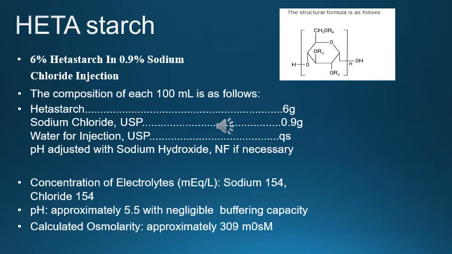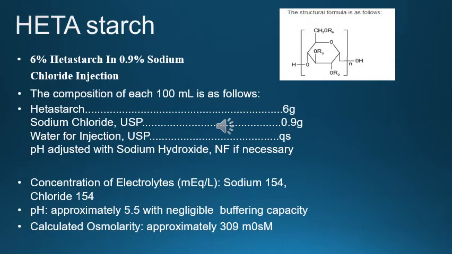So I got one formulation of hetastarch. So 6% hetastarch in 0.9% NaCl injection. This is the composition. Hetastarch is 6 grams, NaCl is 0.9 grams. Water for injection, quantity sufficient, and the pH is adjusted with sodium hydroxide if necessary. Now this pH will be according to the blood.